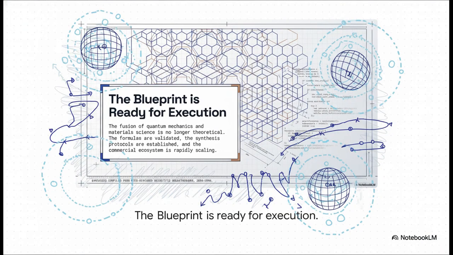As we wrap up this analysis of the technology dossier, let's just linger on this amazing blueprint for a second. Trace those intersecting lines of the atomic grids in the deployed code. The fusion of quantum mechanics and material science is no longer waiting on some distant theoretical breakthrough. The formulas are verified. The ecosystem is actively scaling. The blueprint is fully ready for execution.